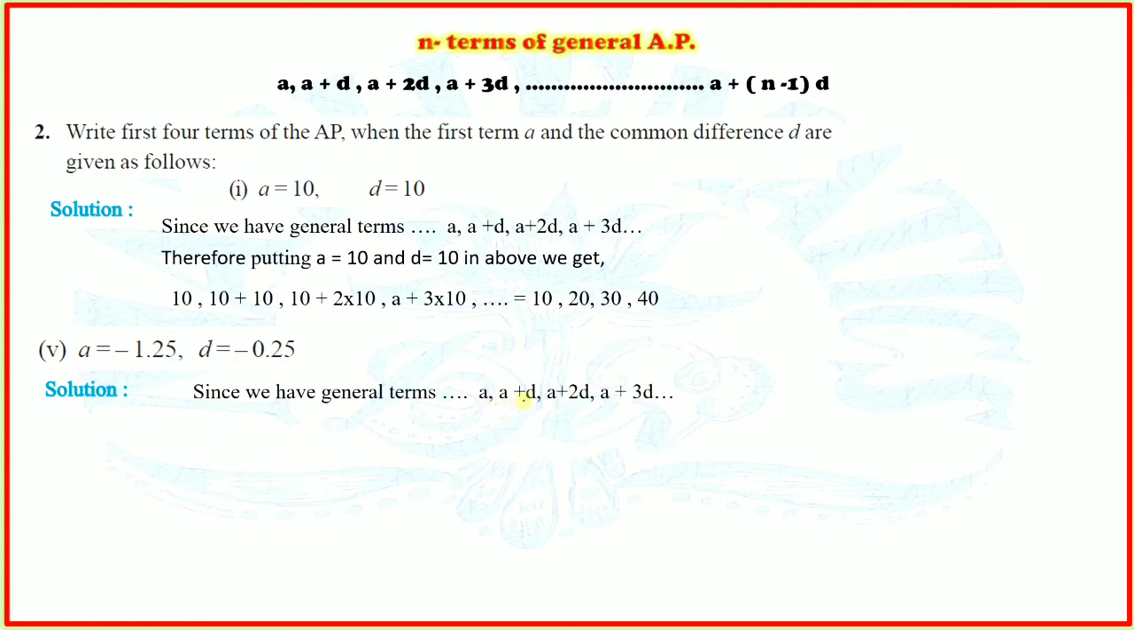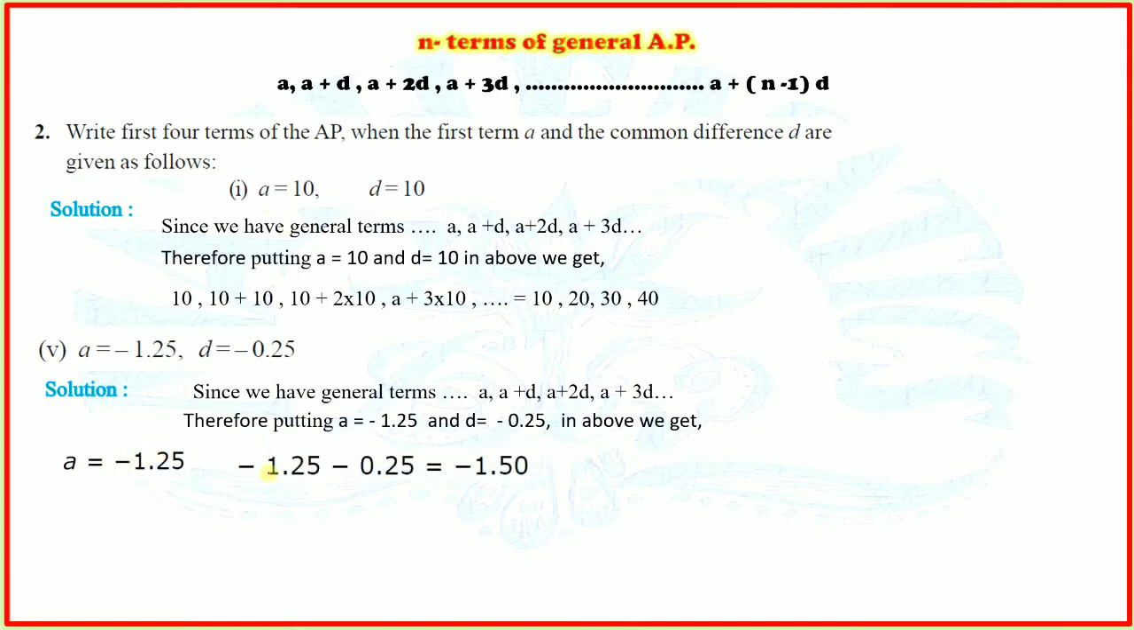Since we have the general terms a, a plus d, a plus 2d, a plus 3d, therefore putting a equal to minus 1.25 and d equal to minus 0.25 in the above, we get: a is equal to minus 1.25. And the next term is a plus d. So a is minus 1.25 and minus 0.25. Adding these two negative terms, we get minus 1.50. This is our term number 2.